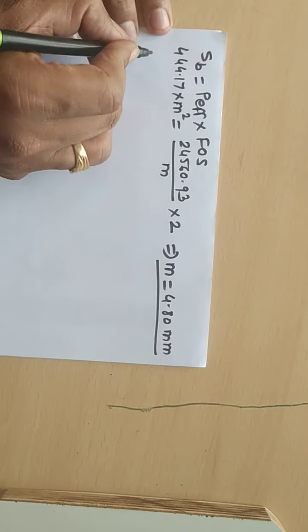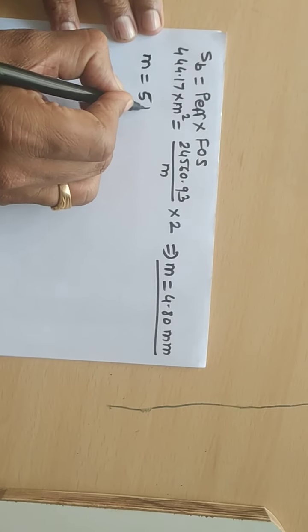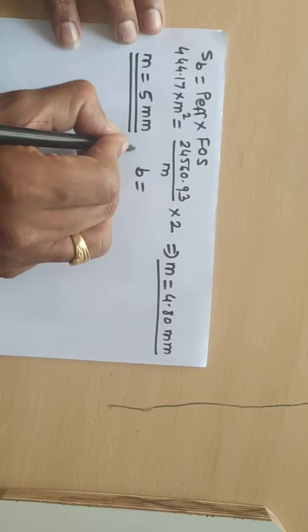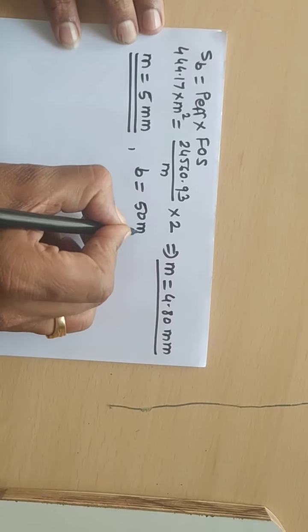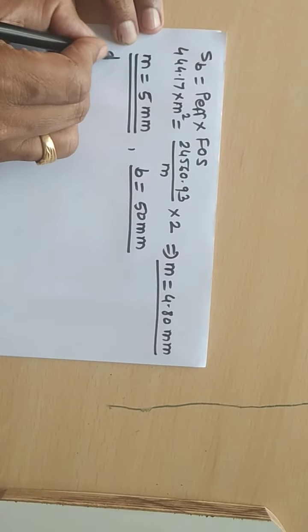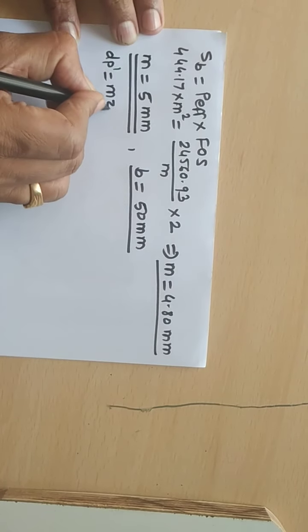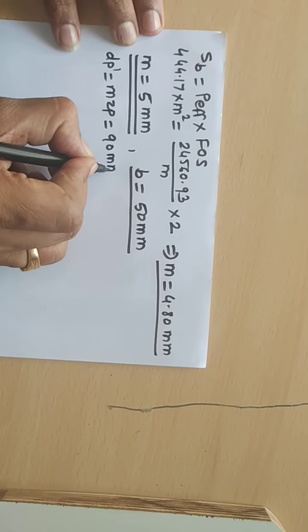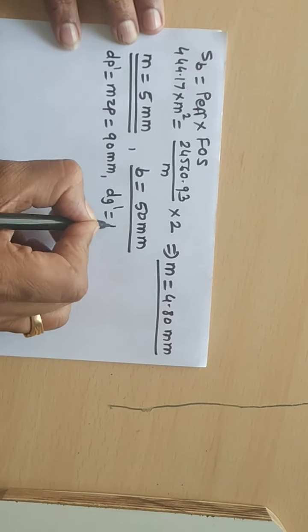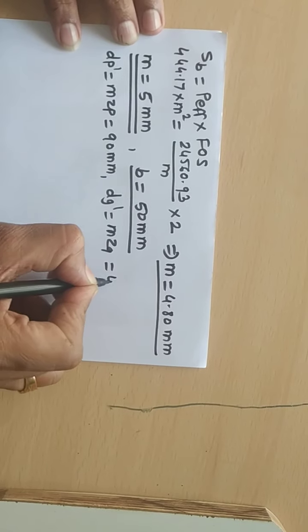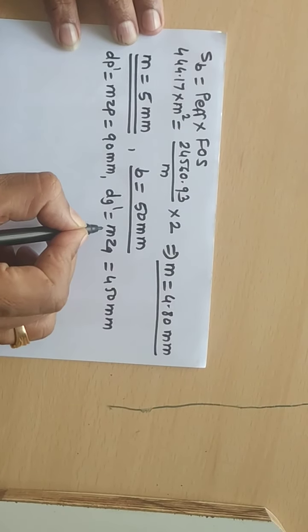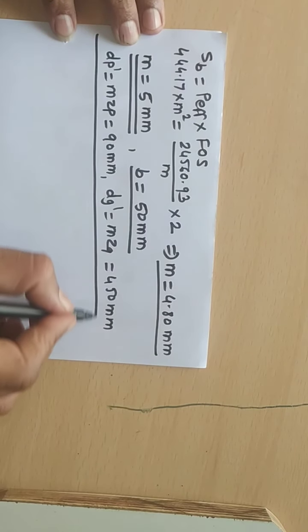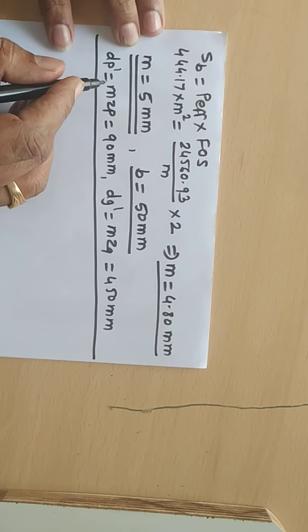Now take the first reference value, therefore M is equal to the first reference value, 5 mm. Now if M is equal to 5 mm, then B is equal to 10 into M, that is 50 mm. Then pitch circle diameter dp dash is equal to M into ZP, that is 5 into 18, which is 90 mm. Then dg dash is M into ZG, that is 450 mm, because M is 5 and ZG is 90, that is 450 mm.